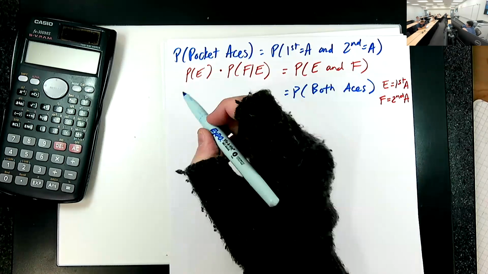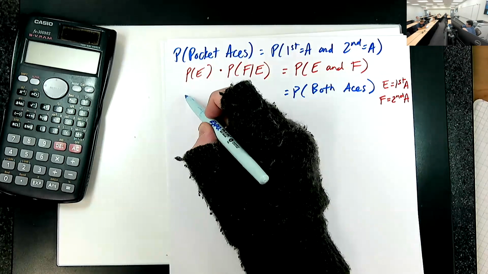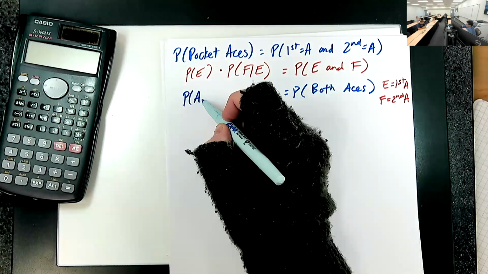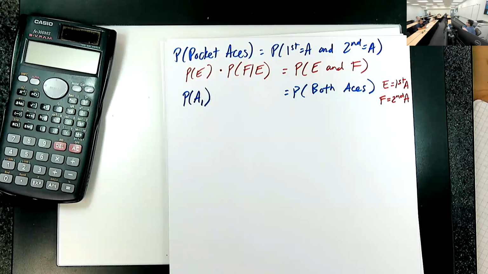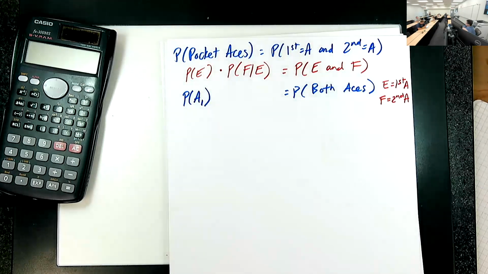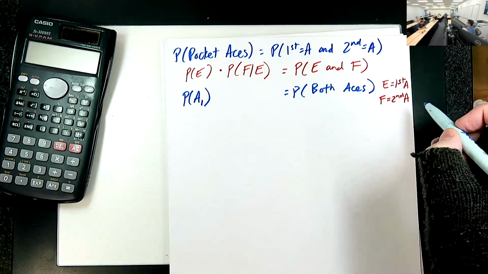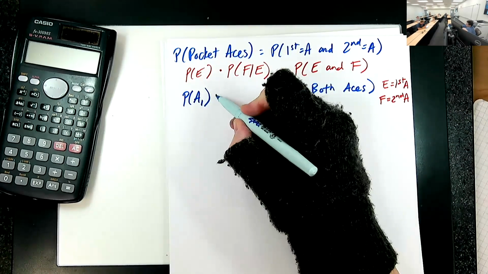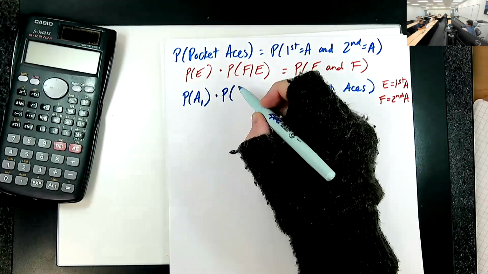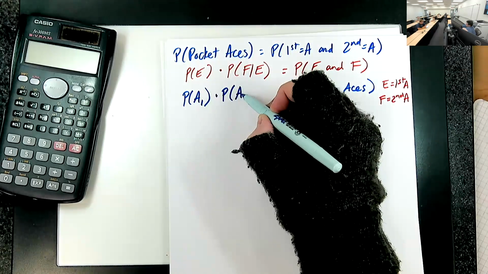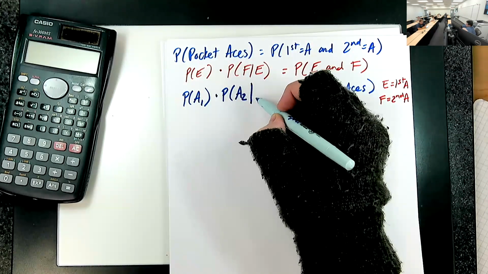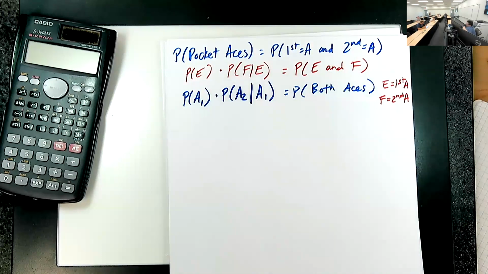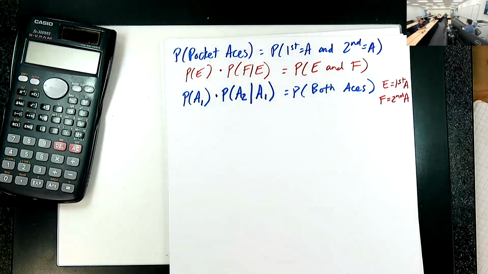So if I put this over here, if I do subscripts, I'll say A1 is the first getting an ace. Does that work for you guys? Simple notation, less writing of this first and second. And this one over here is the probability of the second card being an ace, given the first card is an ace.